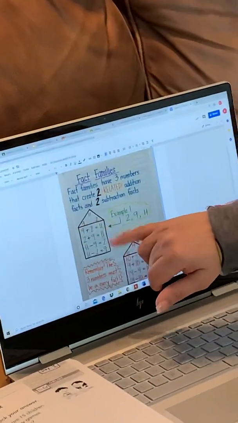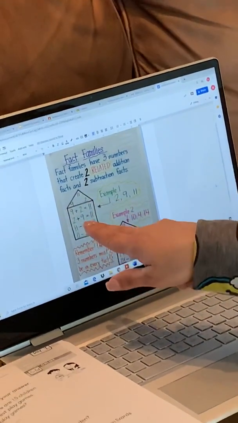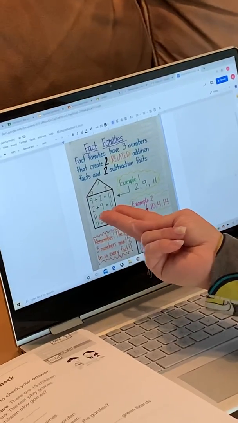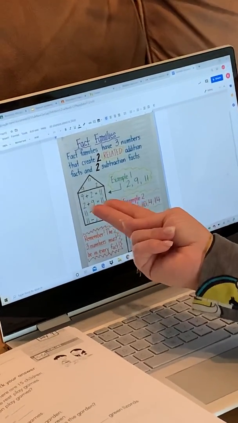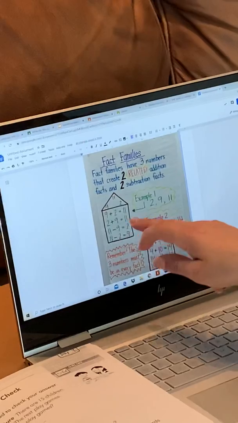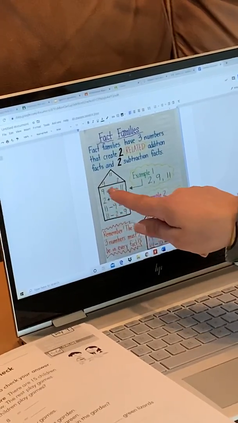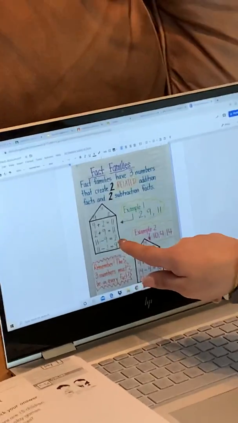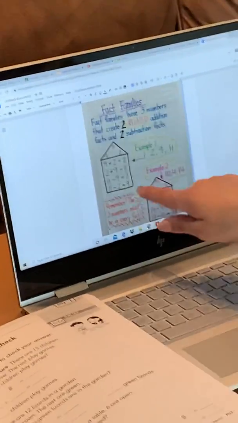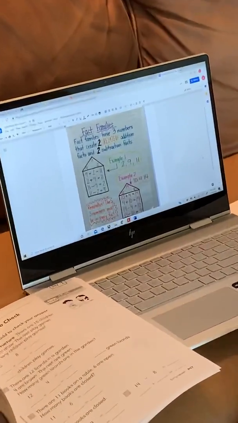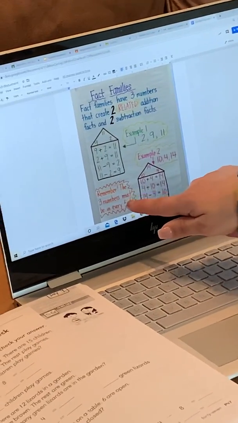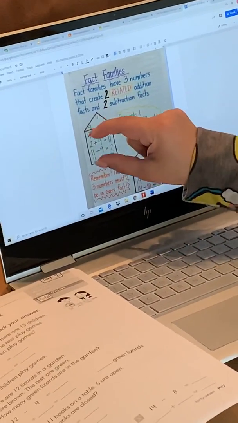So here we have 9 plus 2 equals 11. So then remember we did the commutative property where we switched the numbers. Now we have 2 plus 9 equals 11. And then when we move over to the subtraction, our whole becomes our first number that we're subtracting from our 2 parts. So it's 11 minus 9 equals 2. 11 minus 2 equals 9. So remember, the 3 numbers must be in every fact. These 3 numbers should be in your 2 addition and your 2 subtraction facts.